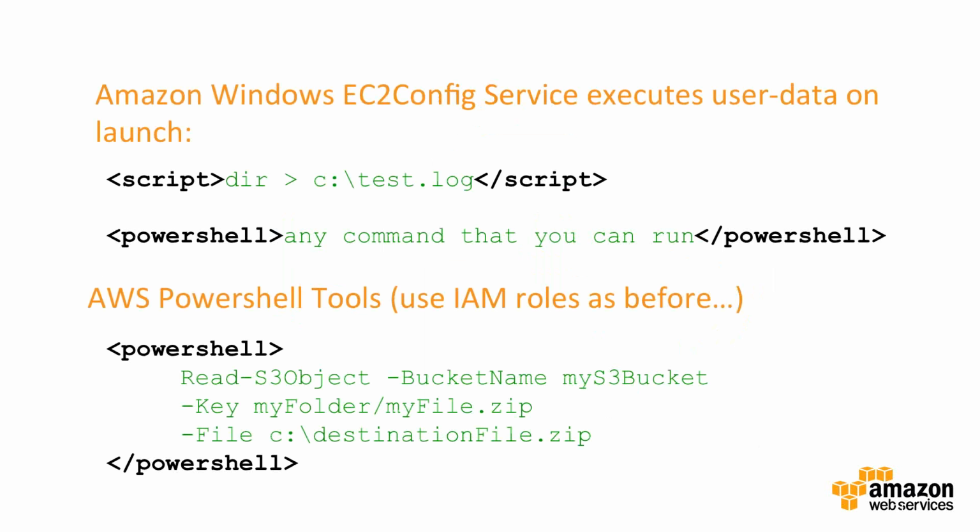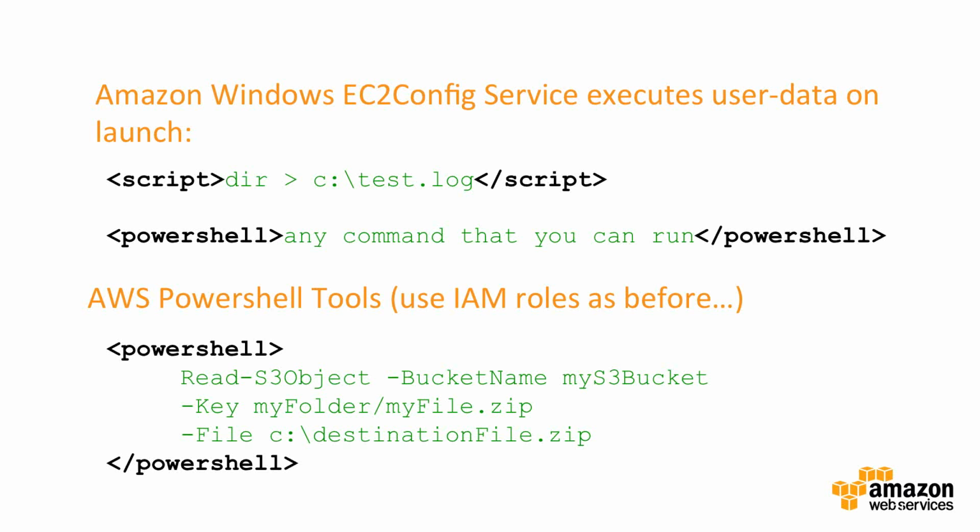For Amazon Windows EC2 config, it's fairly straightforward as well. You can call a script. So in this example, we're just doing a directory, and then we're passing that log to a test.log that's residing on C drive. You can also use PowerShell. So aside from using script brackets, you could use PowerShell brackets and call PowerShell. So any command that you want to run in PowerShell can actually be run as a user data script, right?